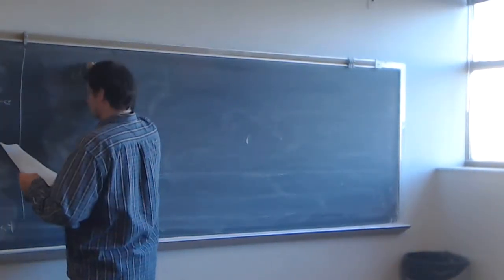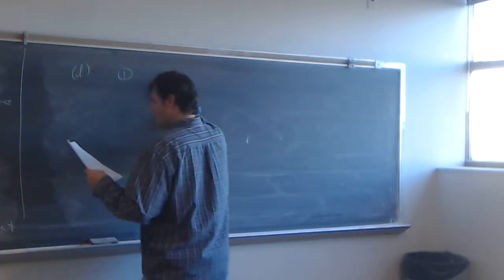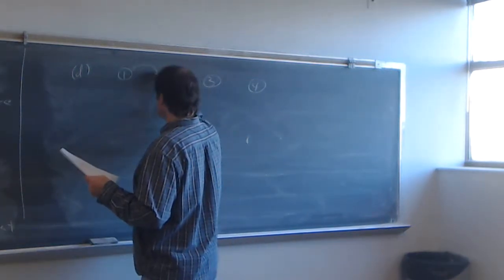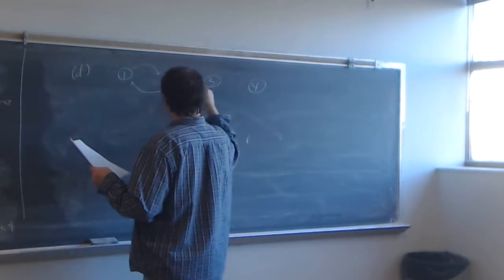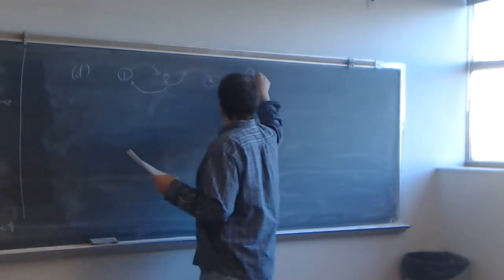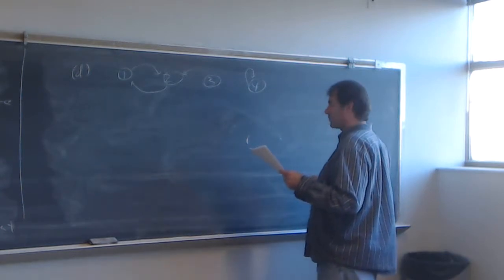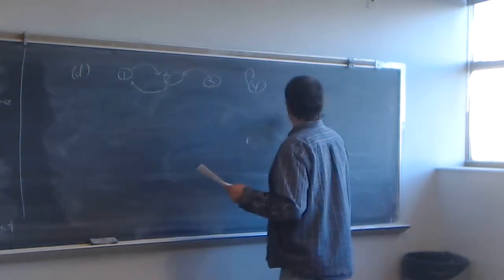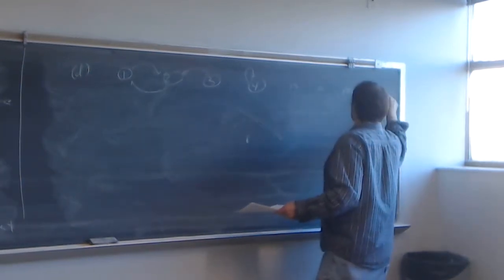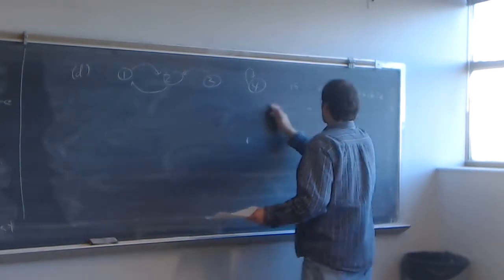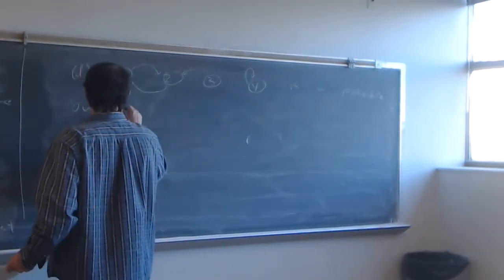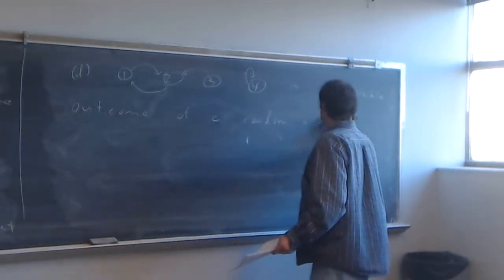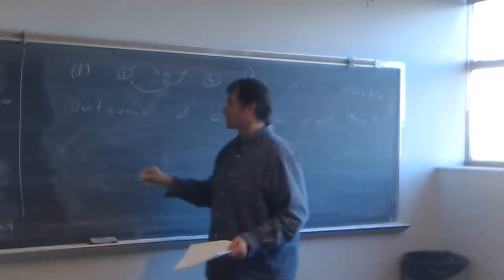Part D, example D, 1, 2, 3, 4 are nodes again. And here 1 goes to 2, 2 is sent to 1, 3 is sent to 2, and 4 has a self loop, if you will. And here is a possible outcome of a random graph that is not connected.